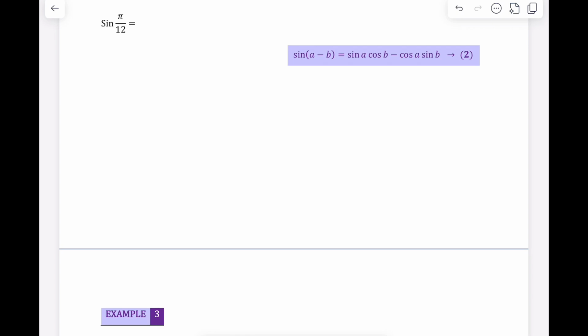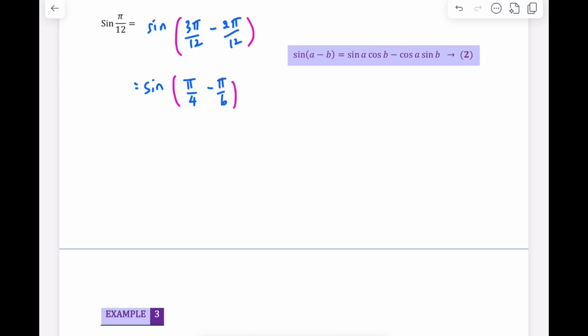Next, let us utilize the sum and difference formula to find sine pi over 12. Okay, so pi over 12, let's play around with pi over 12. We can express it as 3 pi over 12 minus 2 pi over 12. Okay, now let's further simplify the angle here. Therefore, you have sine of pi over 4 minus pi over 6. So this is the acute angle that we usually use in our calculation.